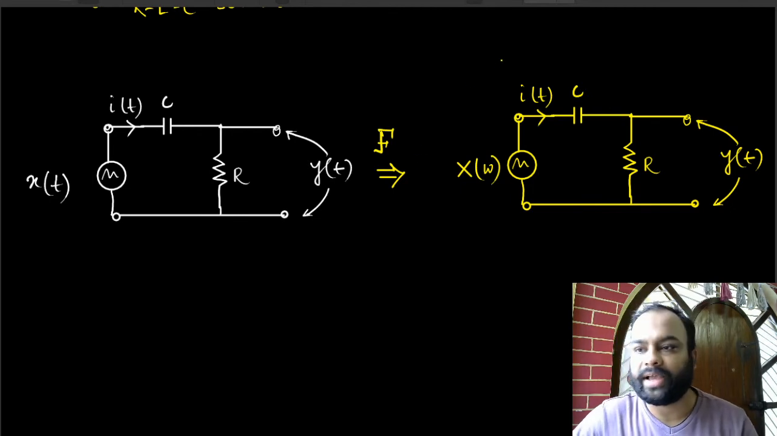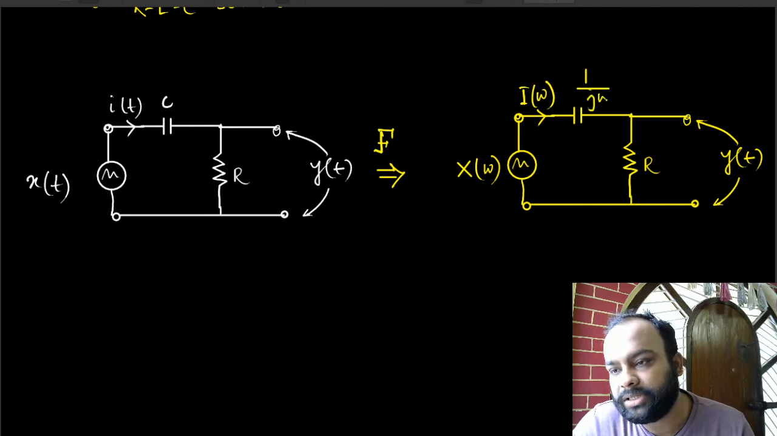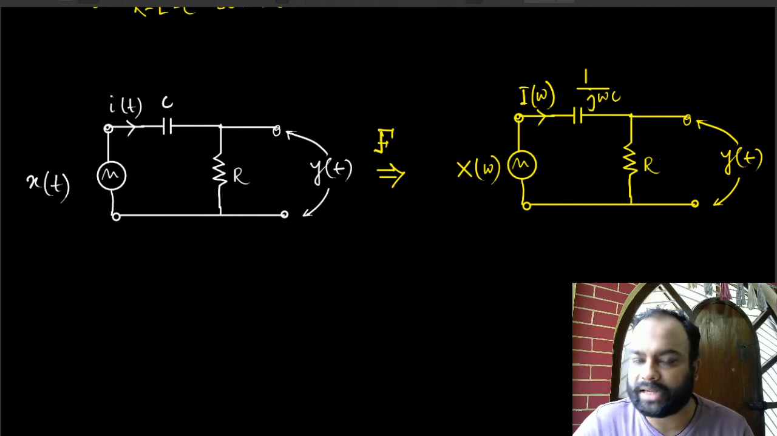Okay, Fourier transform of x(t) is X(omega). This becomes I(omega), the current. This is a simple series circuit. The impedance of a capacitor, capacitive impedance, is 1 by j omega C. We know that. The impedance of a resistor is just R, because that was a scalar relationship.